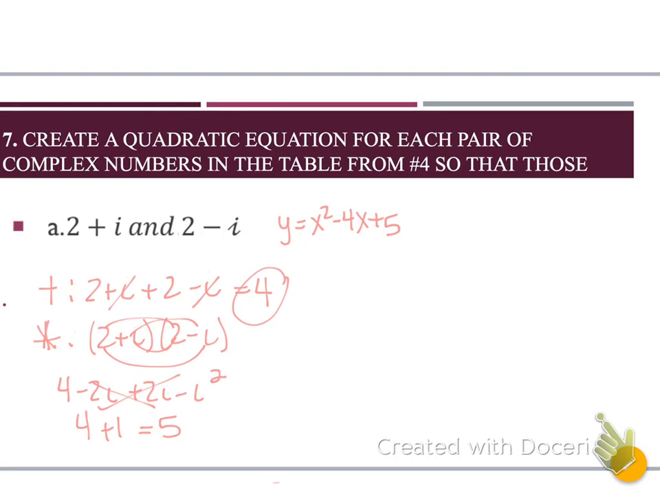Okay, this will be my inside one, and you always flip the sign. This will be my last one. Don't flip the sign. So whatever adds gets you your center when you flip it. Whatever multiplies gets you your end number. So there's the shortcut that you can use.